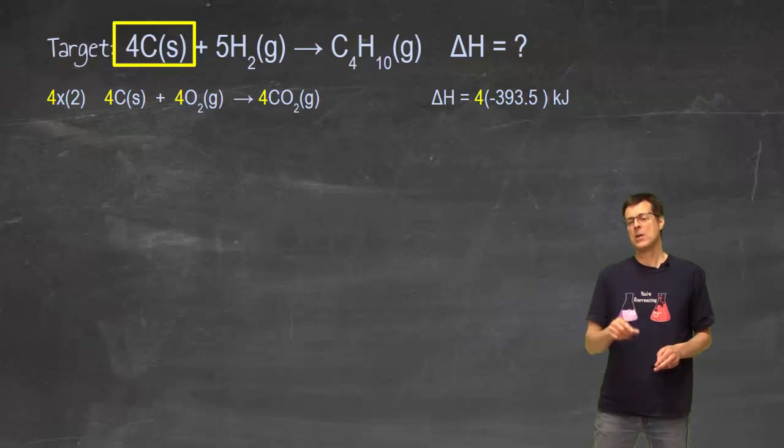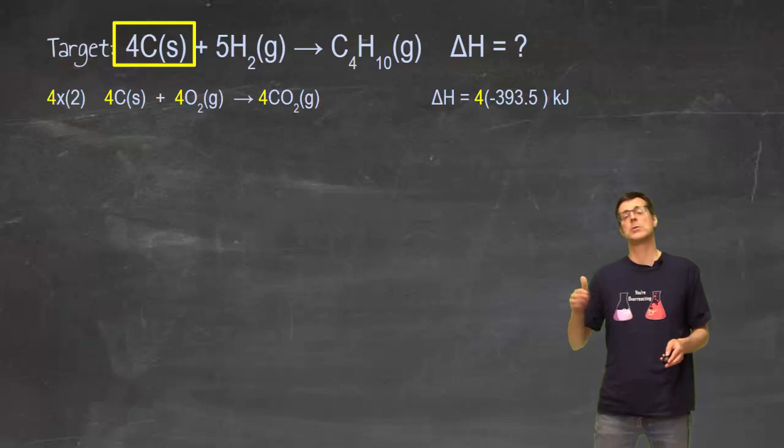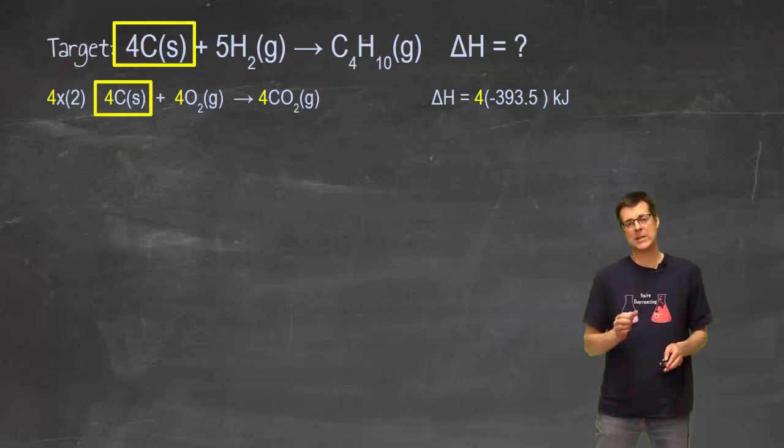It doesn't have enough, so what I'm going to do is manipulate it algebraically. I'm going to multiply by 4 so I get the 4 moles of carbon that I need. That means I multiply everything by 4, including the energy term. So that gives me carbon where I need it to be.